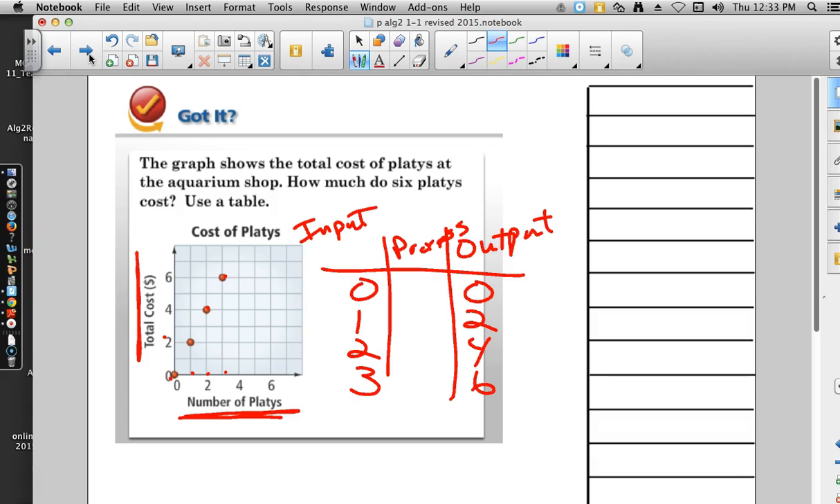And our process was, okay, well, 0 times 2 is 0, but 1 times 2 will give you 2. 2 times 2 will give you 4, and 3 times 2 will give you 6. So as soon as we found that 1 to 2, we knew that each platy costs $2.